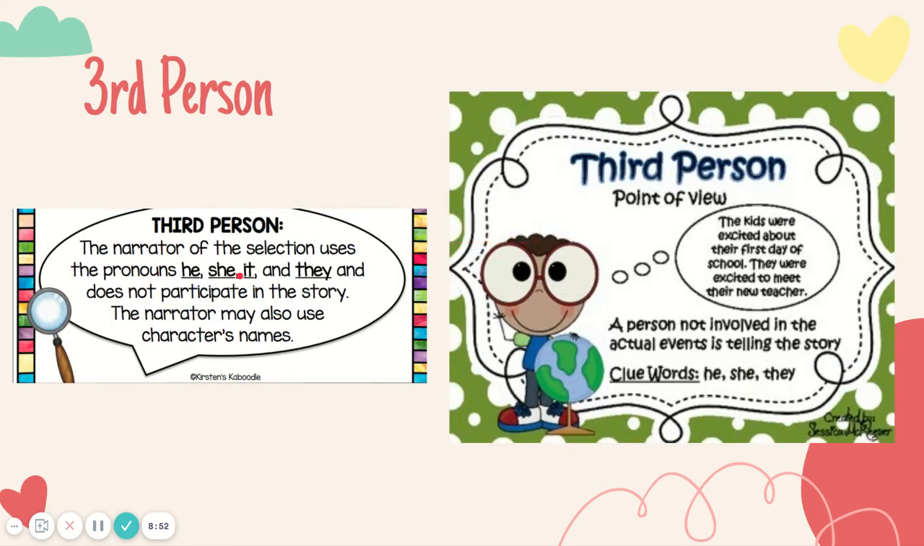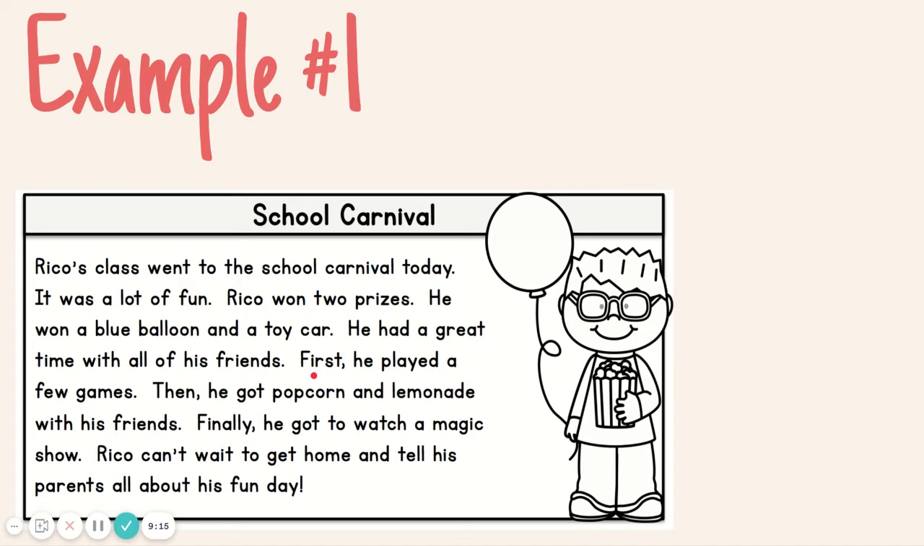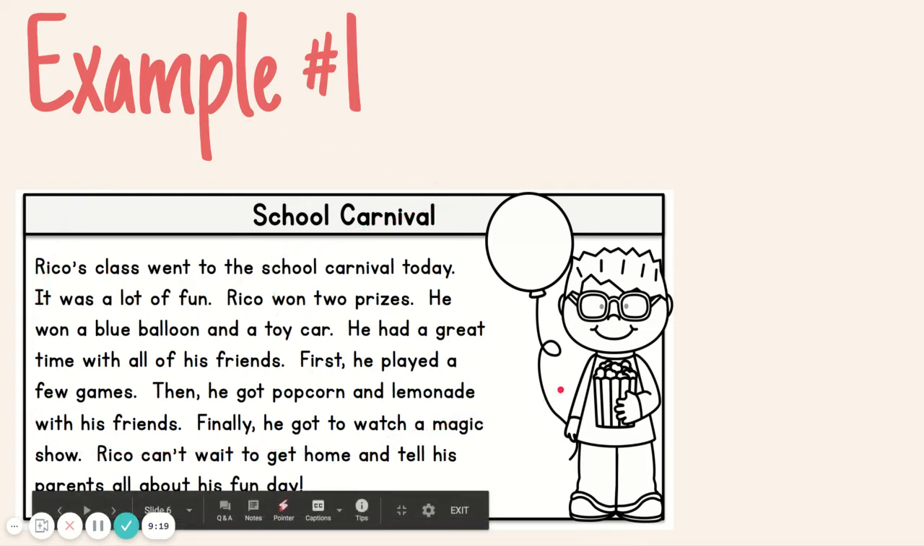But if we look at third person, we did see the word he. We saw this word a bunch of times, and the narrator was not inside of our story. So he was telling the story by looking in, and he used Rico's name a few times. So I'm deciding that this story was written in third person point of view.